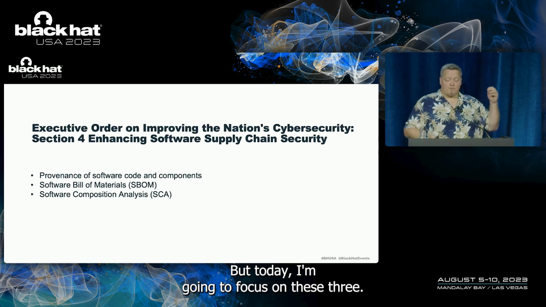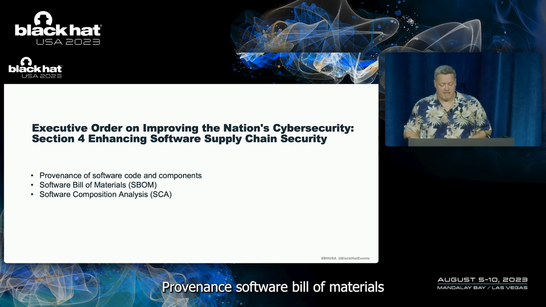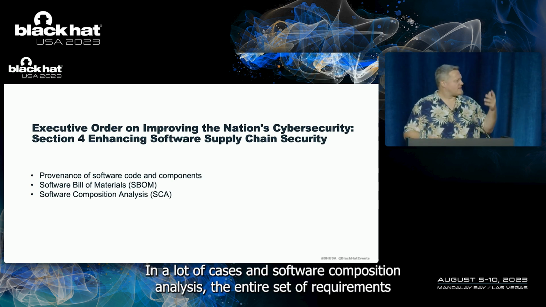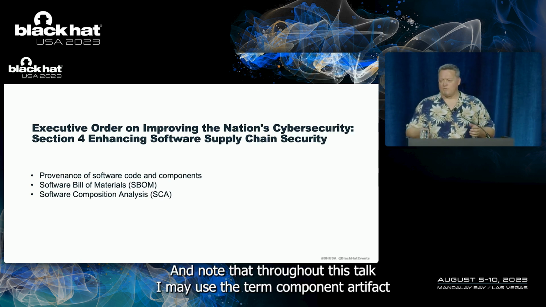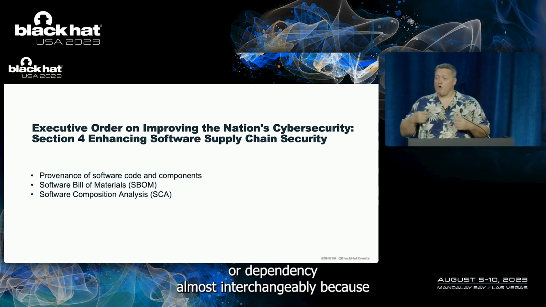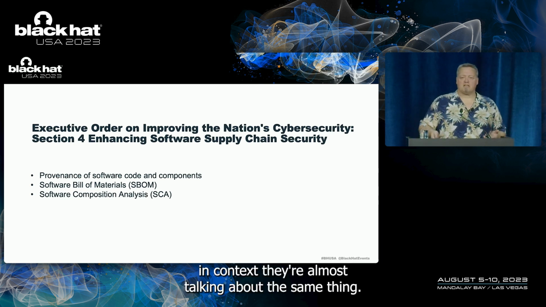But today, I'm going to focus on these three: provenance, software bill of materials, and automated security testing for known and potential vulnerabilities. In a lot of cases, that's software composition analysis. I mean, the entire set of requirements is fantastic, but these three all relate to dependencies. And note that throughout this talk, I may use the term component, artifact, or dependency almost interchangeably because in context, they're almost talking about the same thing.